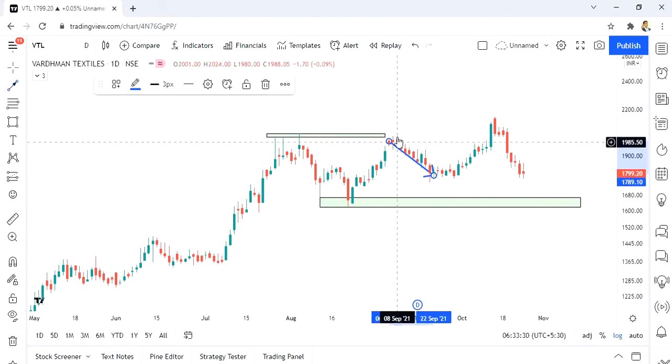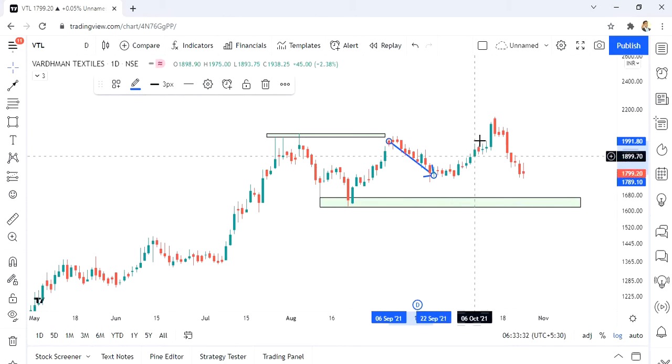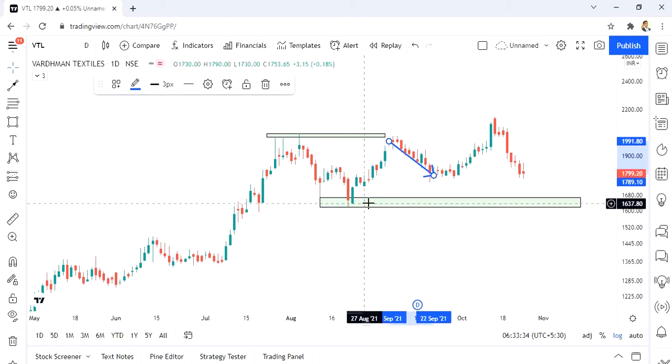What it does is it falls and makes a U-turn from this level, but we have drawn a support at this level, you might ask. Now what do I do in that case?